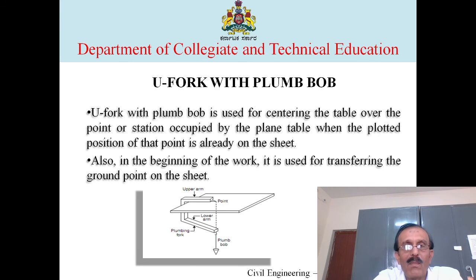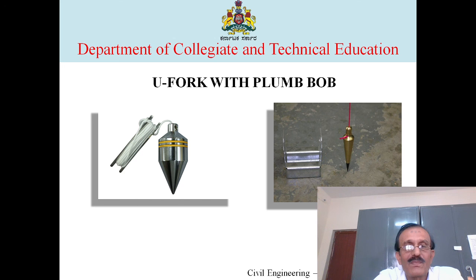U-fork with plumb bob, also called the plumbing fork. The U-fork with plumb bob is used for centering the table over the point or station occupied by the plane table when the plotted position of that point is already on the sheet. That means this U-fork can be used to mark the station on the paper, or sometimes to transfer the already marked position on the paper to the ground. It is also used in the beginning of the work for transferring the ground point to the sheet. So this is the U-fork with the plumb bob.